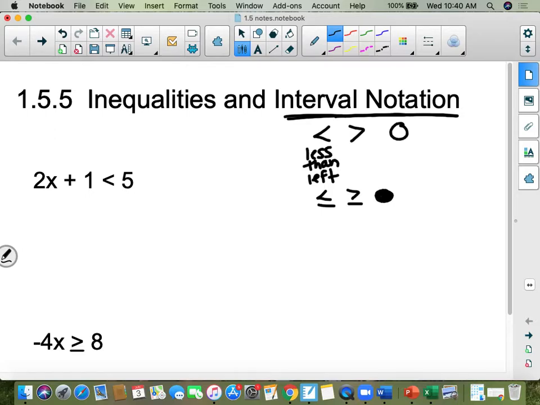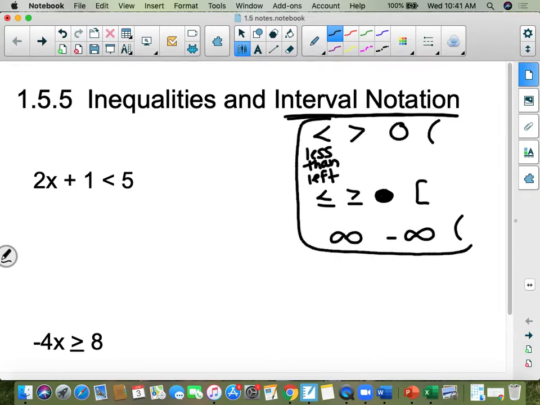And you're going to use parentheses for open circles and brackets for closed circles. And the infinity or the negative infinity, you always use parentheses. So here is your little table to help you do this today. And I'm going to refer back to that table on the first couple of problems. You're going to do 3 things on every problem today. The first thing you're going to do is solve for x.